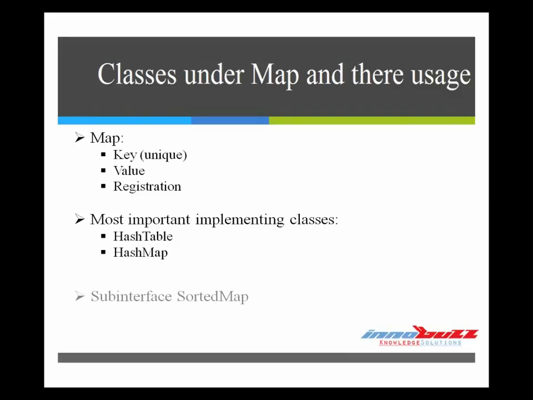And what is also very important, there is a sub-interface called sorted map, and this kind of map provides an ordering on the keys. There should be a natural ordering on the keys, and to be able to do this, all keys that are inserted into a sorted map must implement the comparable interface. We will see a tree map class in our practical demo.